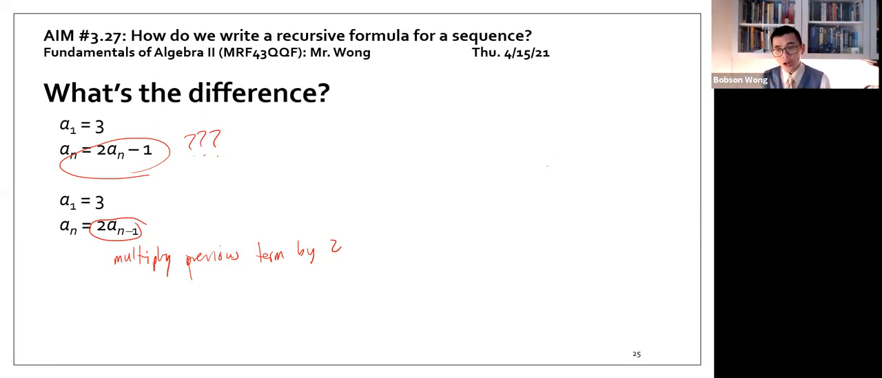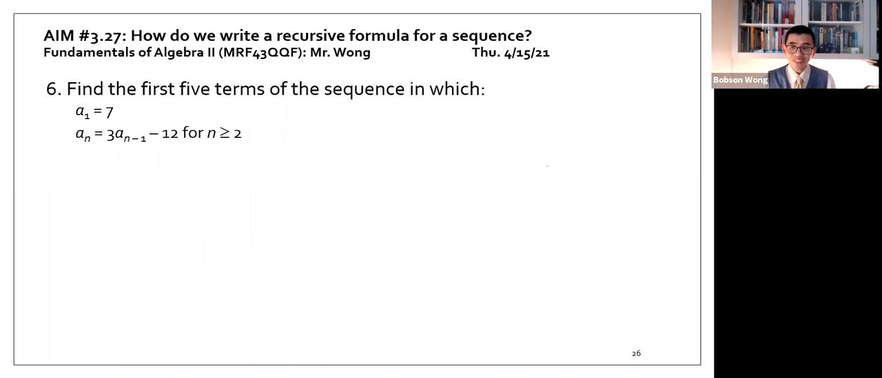So make sure that if you're talking about a sub n minus 1, the n minus first term, that you actually put n minus 1 in the subscript. You don't write the minus 1 kind of hanging outside the subscript.